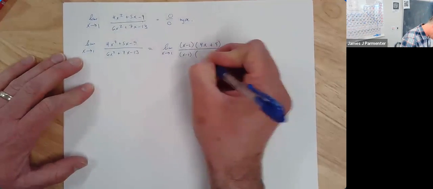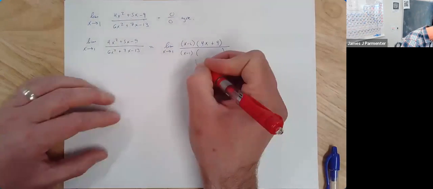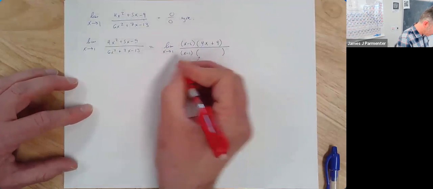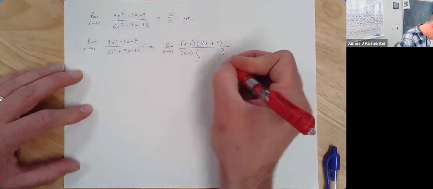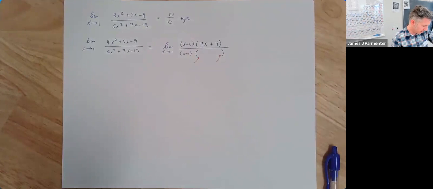All right. You all write down what you need for x there. You need something there times that gives you 6x squared, and something there times that gives you negative 13. I'll give you 20 seconds.